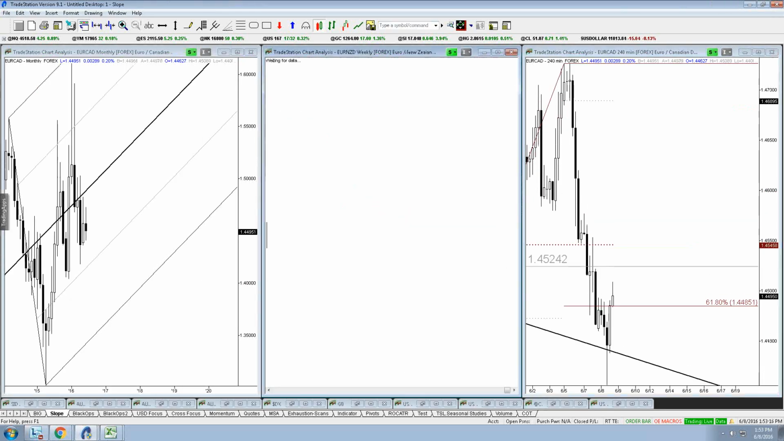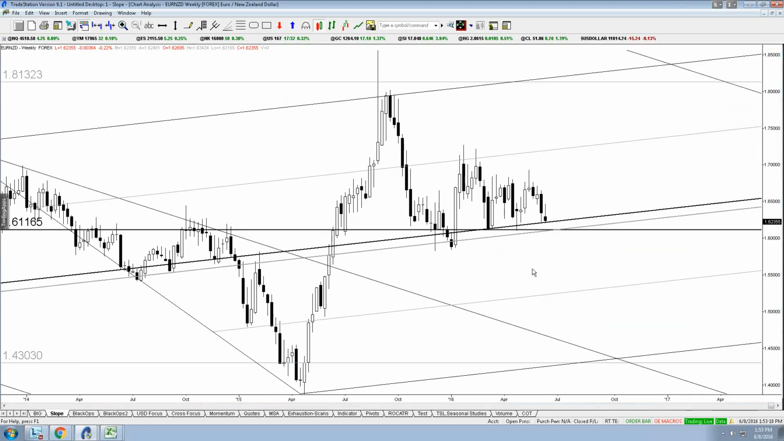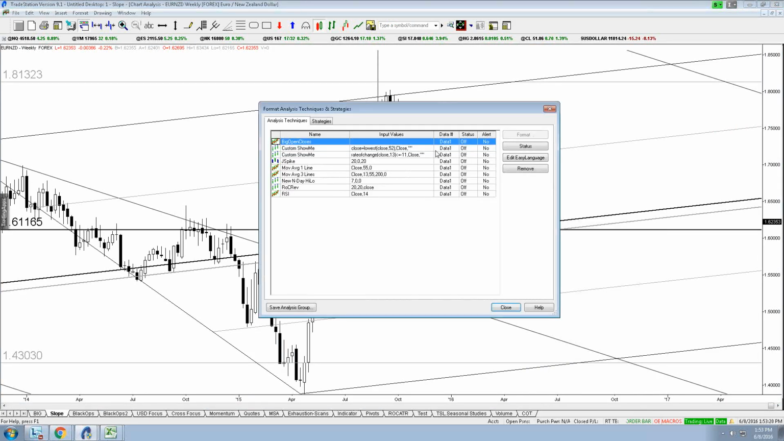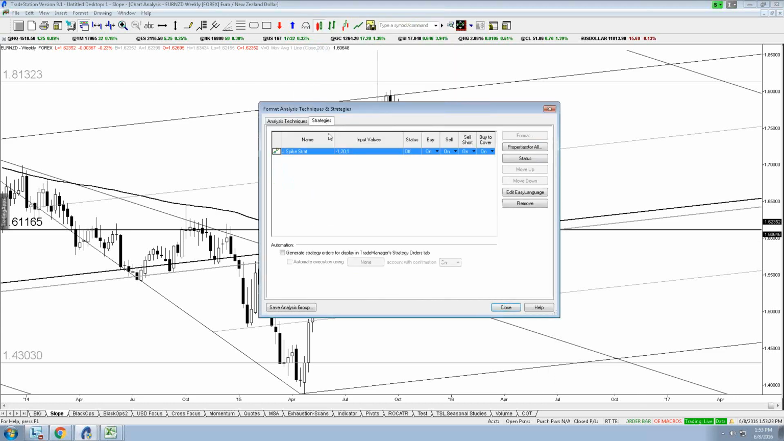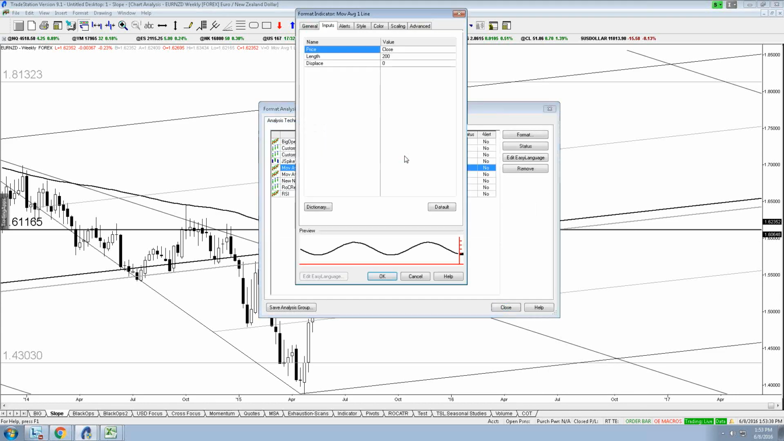Euro Kiwi, again, with the caveat here that you're at support. Is this going to maybe try to break down on RBNZ and trick everybody, or is it really going to break down? I don't know.